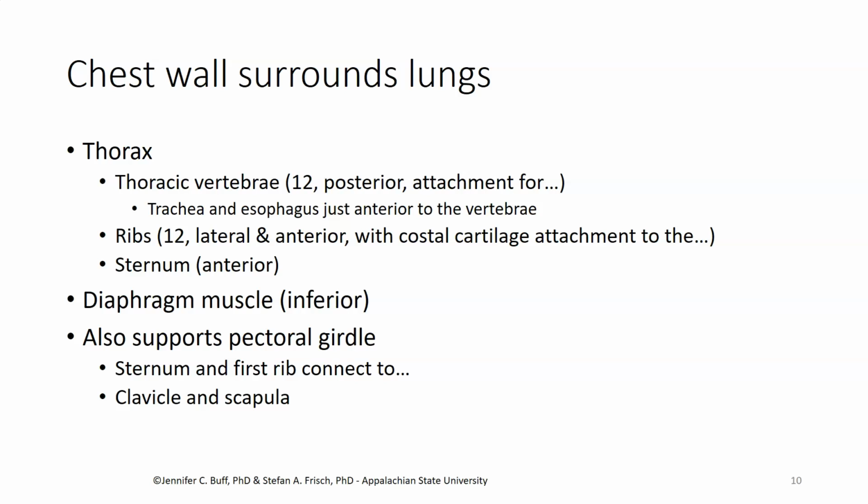The chest wall provides a hard structure around the lungs. The thorax is composed of 12 thoracic vertebrae in the posterior part that provide attachment for the ribs. The trachea and the esophagus are just anterior to the vertebrae. There are 12 ribs on each side that provide lateral and anterior structure to the thoracic cavity. These ribs then connect anteriorly with a costal cartilage to the sternum, the bony anterior plate of the thorax.